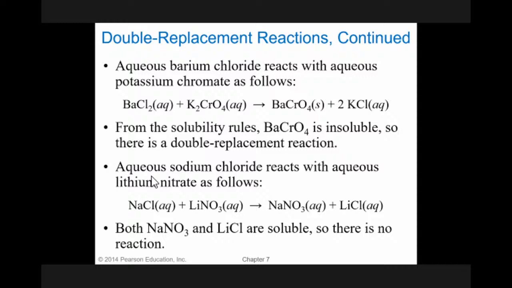And barium chromate. Chromate is a polyatomic ion, yeah. Okay, you see that now? Okay, now look at the next one. Look down below. Do you see sodium chloride? Look at the non-ionic equation: sodium chloride aqueous, LiNO3. That's a non-ionic equation. How do you write the ionic equation?